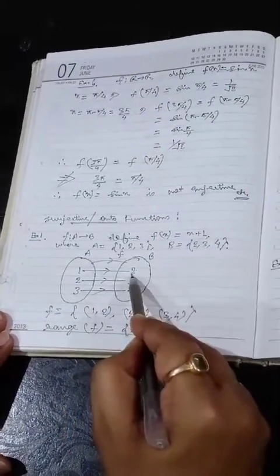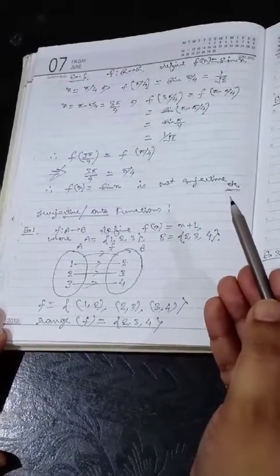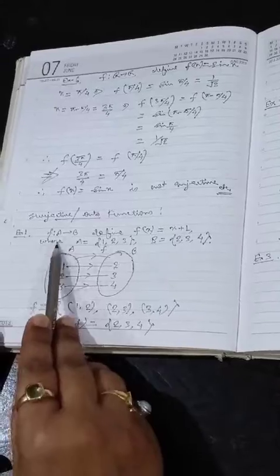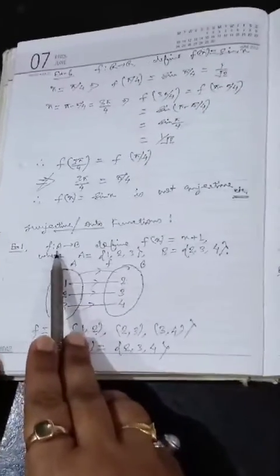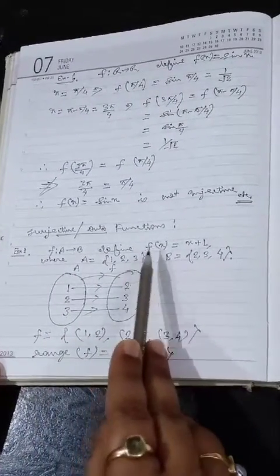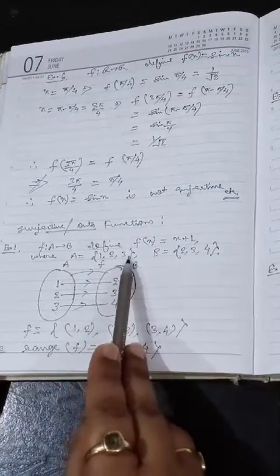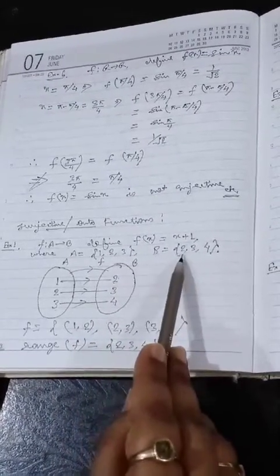If this thing will happen, then that type of function will be called an onto function or surjective function. Now let us consider an example. Suppose we have a function f from A to B defined as f(x) = x + 1, where A is the set containing elements 1, 2, 3, and B is the set containing elements 2, 3, 4.